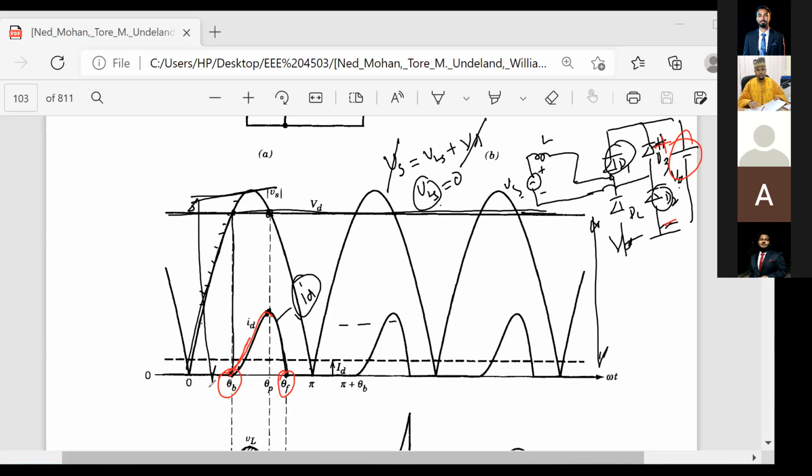Can anyone tell me what will be the beginning angle? At the beginning of the angle, √2 Vs sine of omega t must be equal to Vd. Am I correct or not? Yes, sir. From there, theta B will be sine inverse of Vd by √2 Vs. So you can always find out theta B. Then we have to find out theta f and also the theta p. That is our main question today.